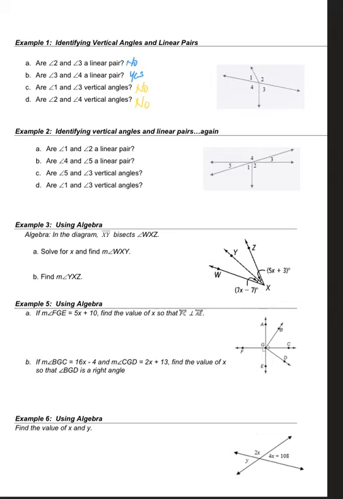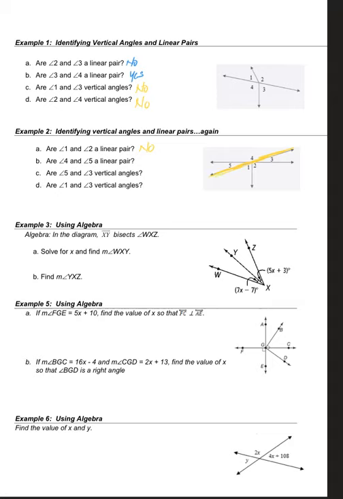Looking at example 2, it says are angles 1 and 2 a linear pair? Again, if we look at angle 1 and 2, and I trace their non-common side, does that make a straight line? No, so these are not a linear pair. If we look at the next problem, it says 4 and 5, are they a linear pair? Again, we're going to look at their non-common side.